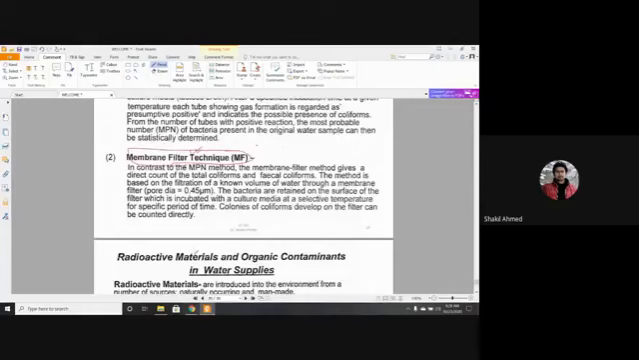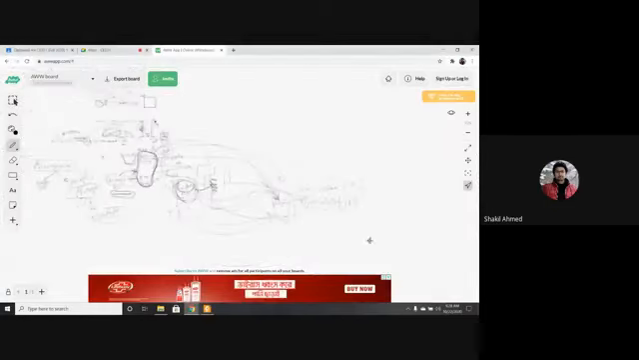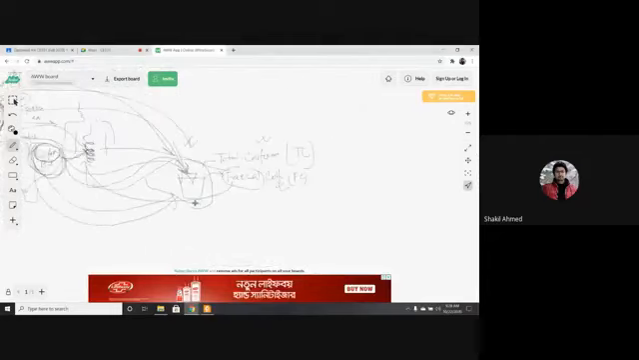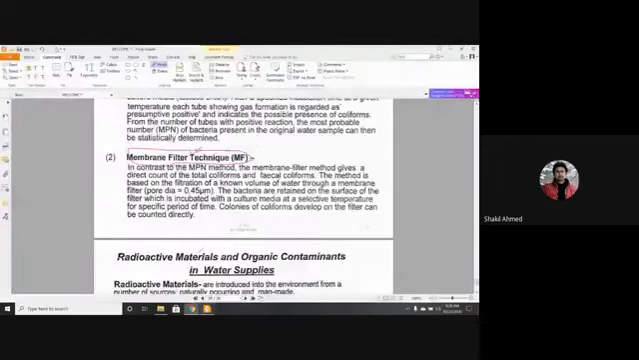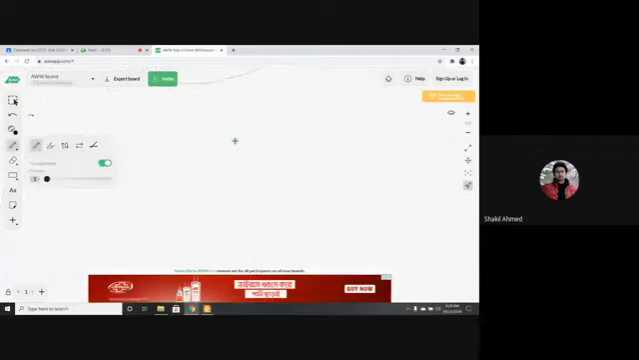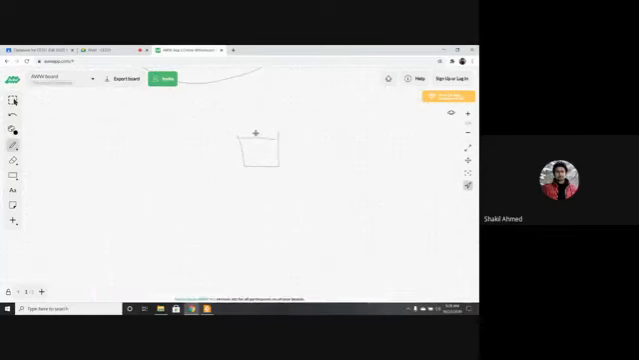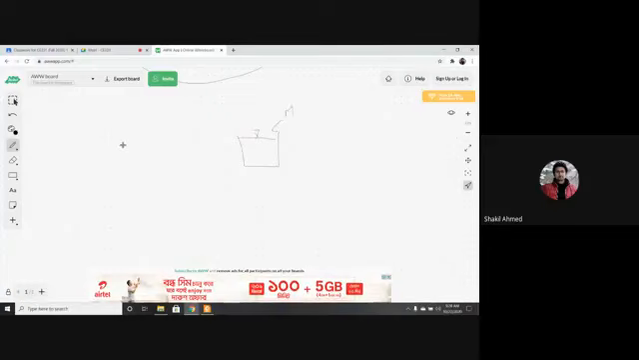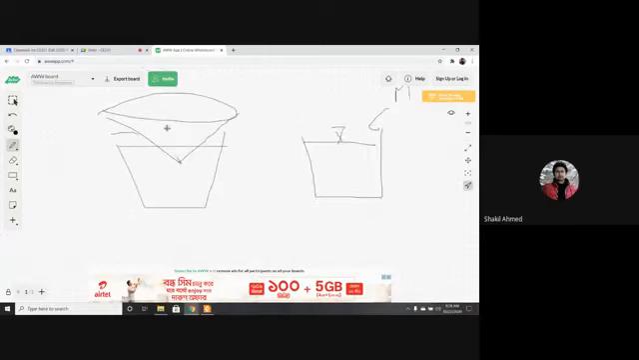Now if we discuss the membrane filter, what happens? The water here, membrane filter technique, MF. Okay, let's put it here. Membrane filter technique. What do you do? You have the sample. You want to know the microbial quality of the water. So what do you do? You take a filter here. Now the pore size of this filter is smaller than the bacteria of the coliform group.